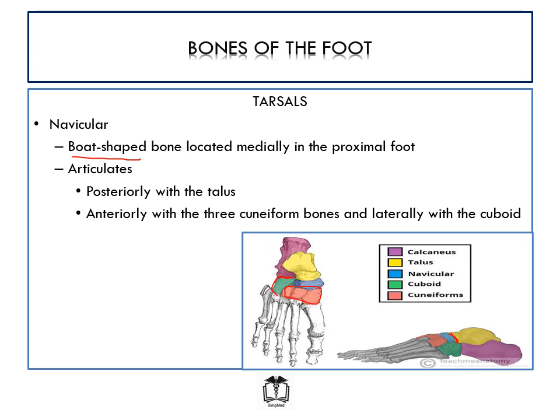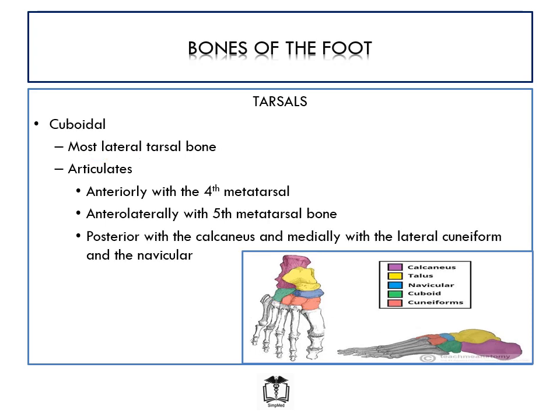The cuboidal bone is found just at the side. The cuboidal bone is the most lateral tarsal bone in the feet. It is in articulation with a number of metatarsals, and it's in relation to other tarsal bones. So posterior to the cuboidal bone, we have the calcaneus. Medial to it, we have the lateral cuneiform bones and the navicular bone. And then in front of it, it's going to articulate with a number of metatarsals. It articulates with the fourth and fifth metatarsals anteriorly.